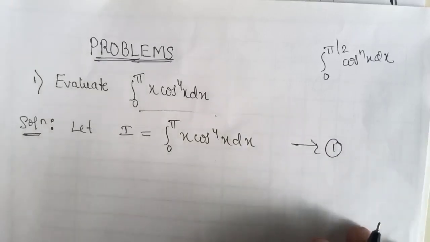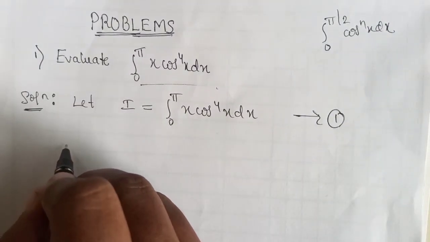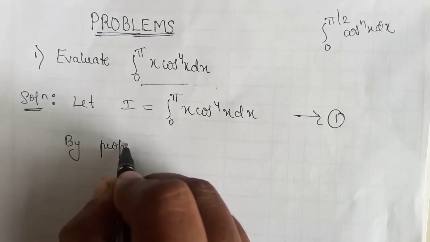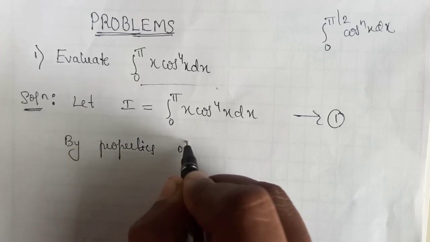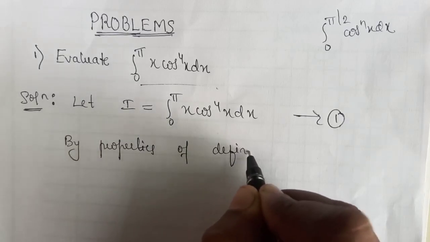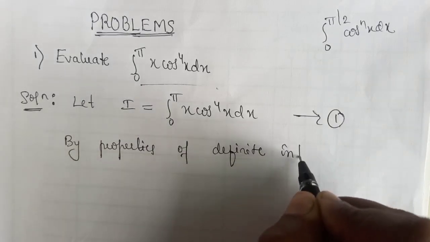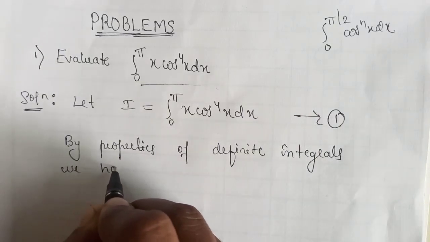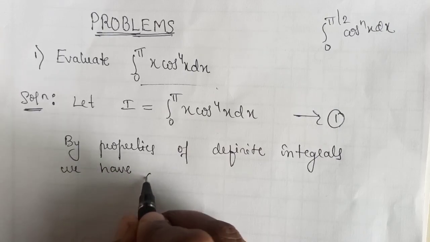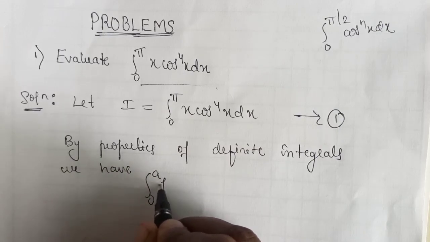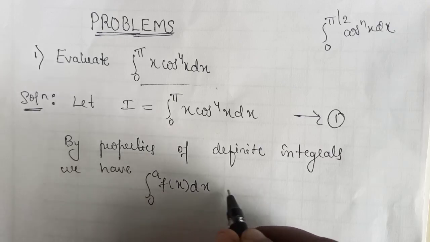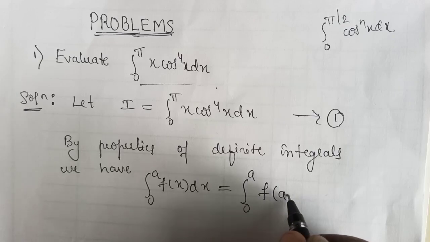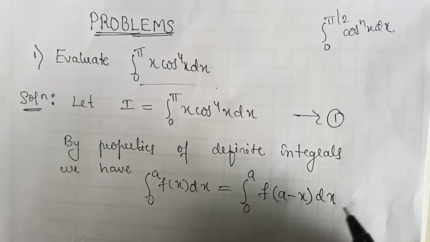Now by the properties of definite integrals we know that integration 0 to a f of x into dx can be written as integration 0 to a f of a minus x into dx. Okay.